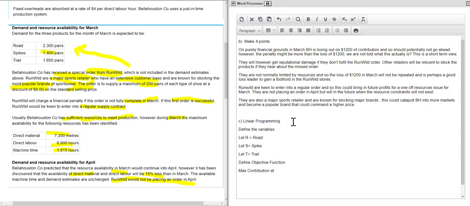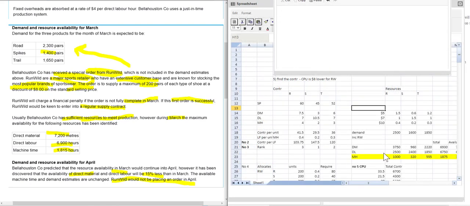Now you need your contributions from your spreadsheet. So you have to move backwards to find them. What I've done here is I've called up the scratch pad so that I can copy in my contributions. I need my contributions per unit. And I'll know that the first one is R, the next one is S, and the last one is T. So I right click, copy, go to my scratch pad, paste. So I've got those in.